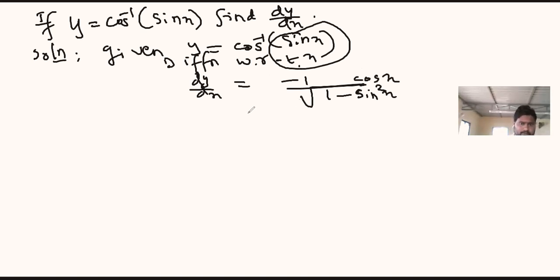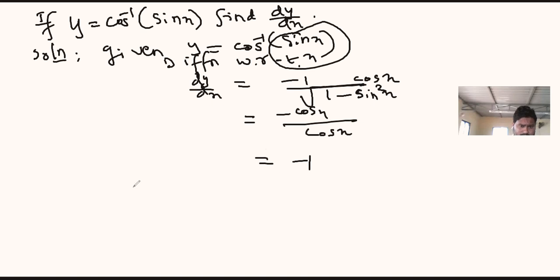So it is equal to minus cos x divided by square root of 1 minus sin square x, which is cos square x, and the square root of cos square x is cos x. So it is minus 1. So dy by dx is minus 1. So there are alternate ways.